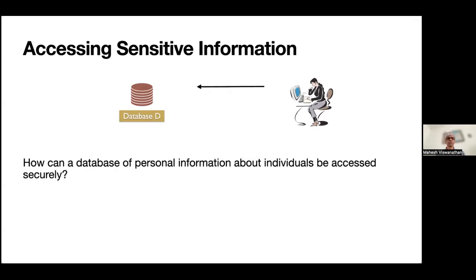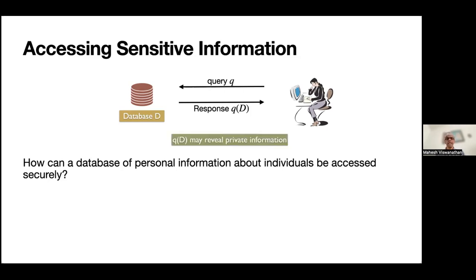So let's get started. The problem is a classical problem. You have a data analyst who wants to access information that is stored in a database, and the database contains personal information of individuals. And so you want to allow this information to be shared in a way that is secure. And the problem is that the responses to queries may reveal private information about individuals that's stored in this database.